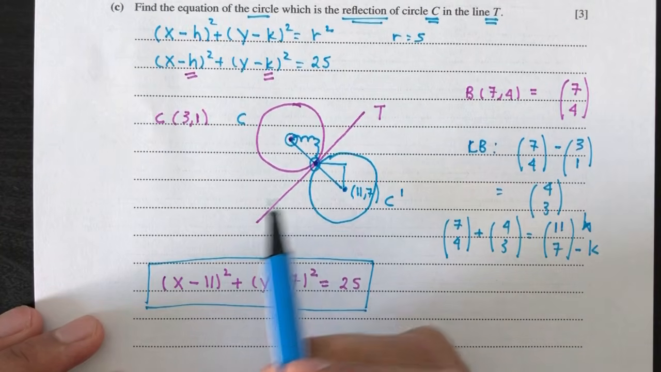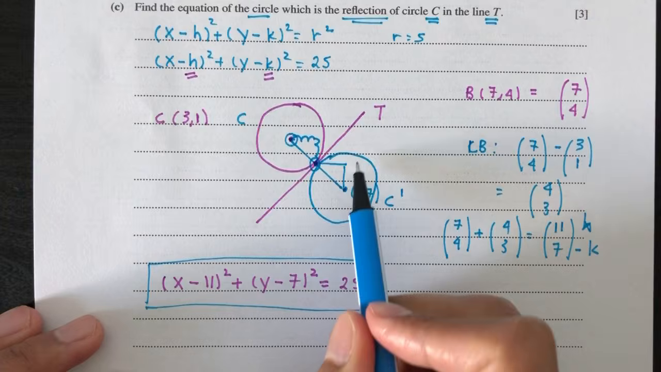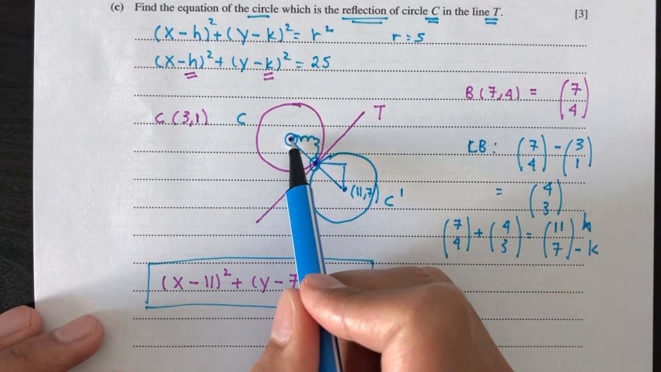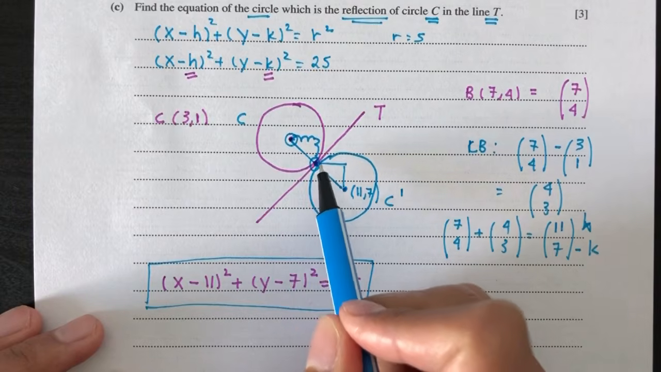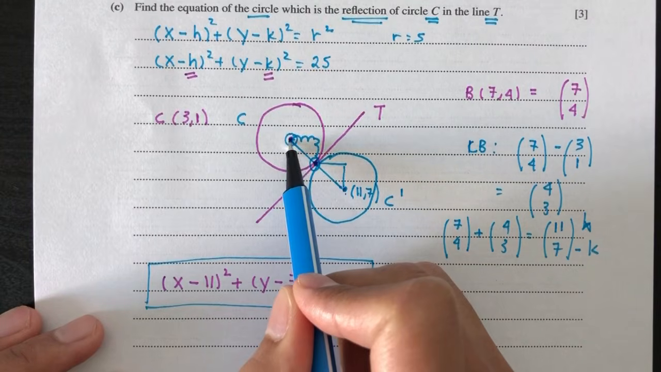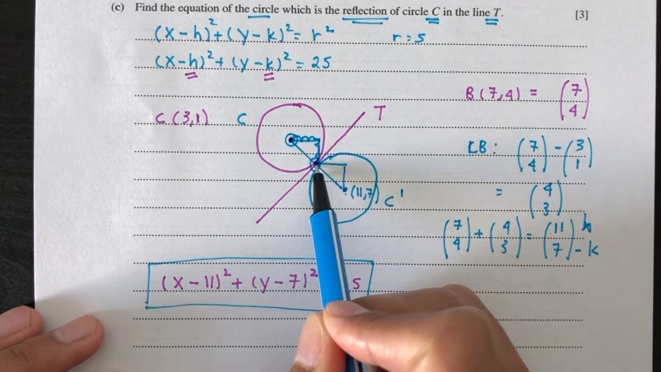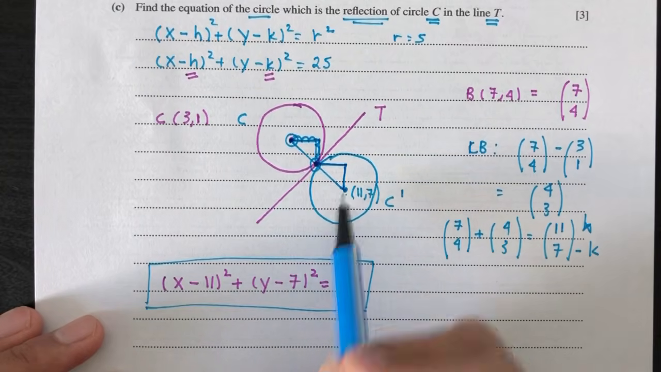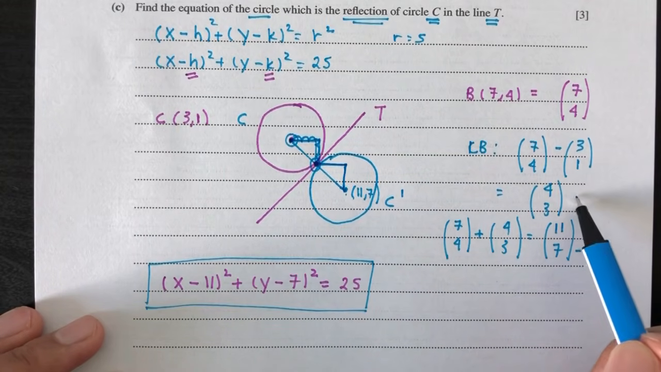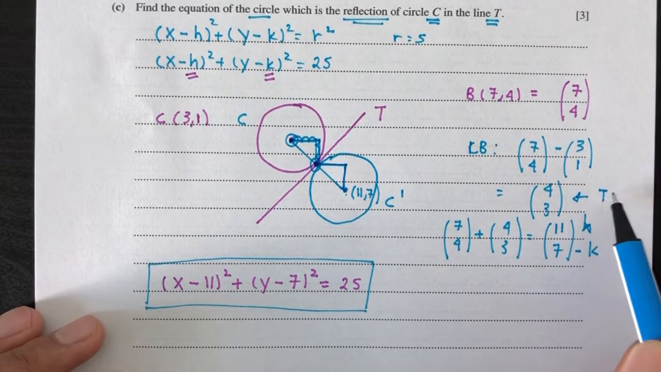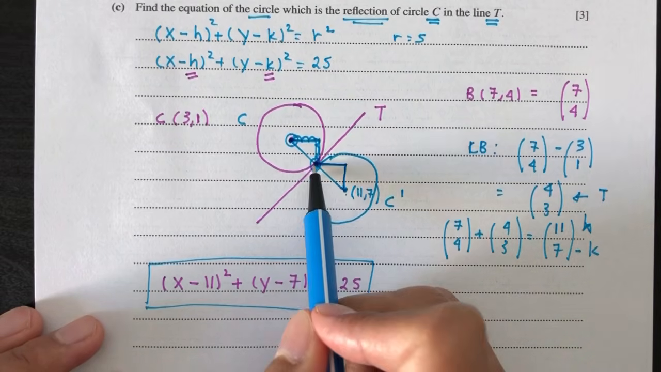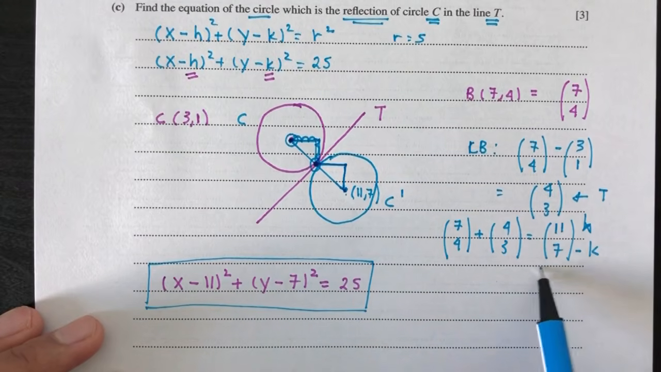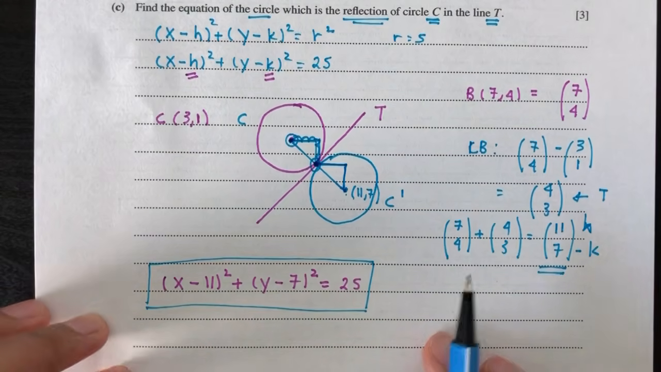I hope you can understand, because it is only a reflection. Both circles are of the same size, they have the same radius. So the distance I move from this point to B will be the same as I move from B to this point. So we use this to find this. That's how we found it. This was my translation vector that helped me to move from this point to B, and the same vector helped me to move from this point to this point. So that's how I found the equation of the circle.